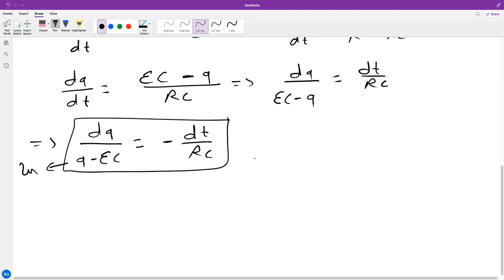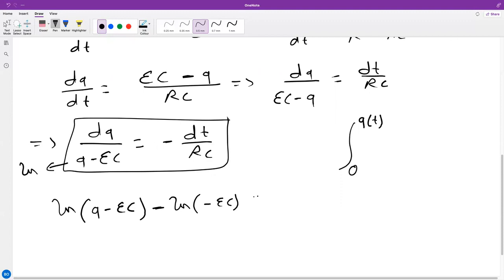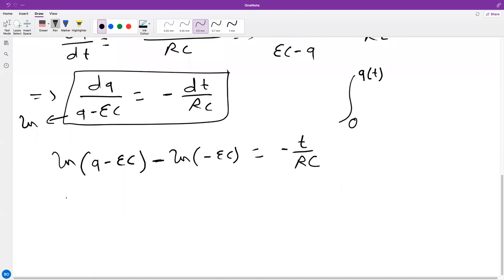It's a constant. So to integrate, I am integrating from the moment the capacitor starts charging to any moment that the charge has a value q of t. So this integral will give me ln of Q minus EC minus ln of minus EC is equal to minus T over RC.